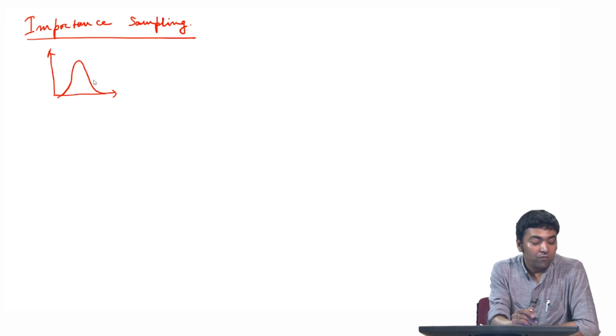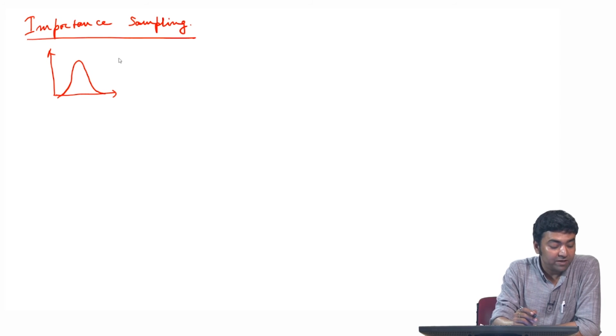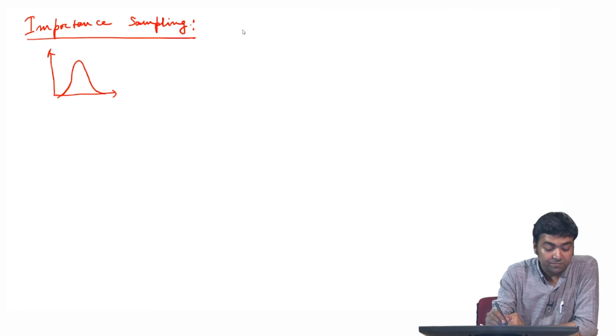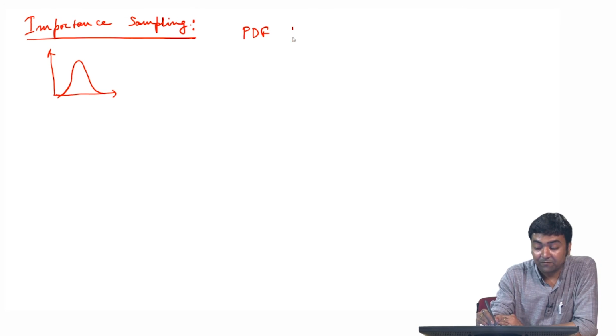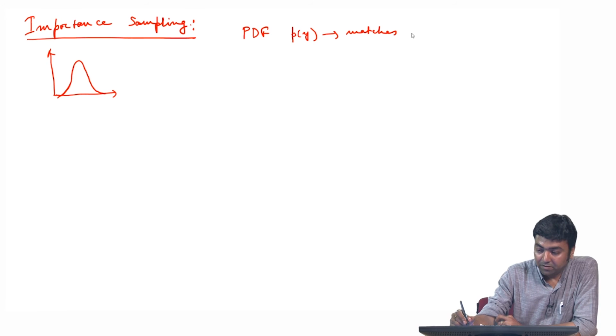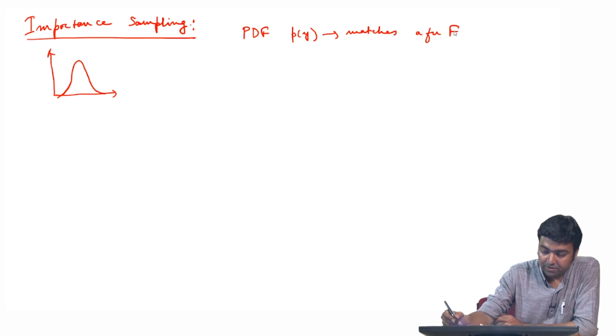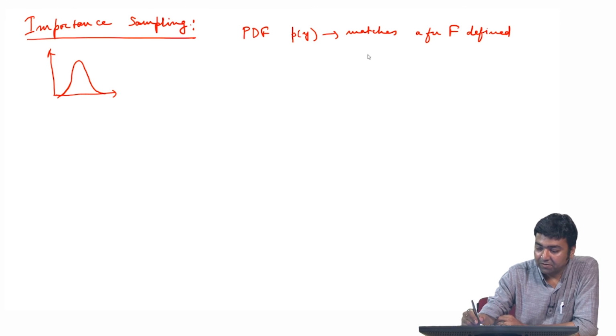How one changes the shape of the sampling is done in the following way. Let us suppose that we have a probability distribution function P(y) which matches a function f, which is defined in the region a and b.